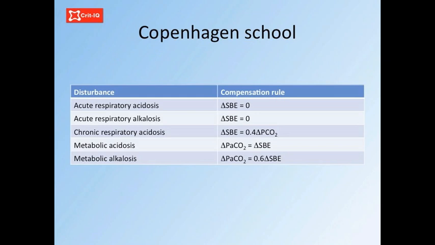Proponents of the Copenhagen model argue that the bicarbonate is not the only buffer that interacts with metabolic acids, nor is it independent from changes in PaCO2. As such, the base excess, which more directly measures titratable acid, is a better measure of the magnitude of the disorder.